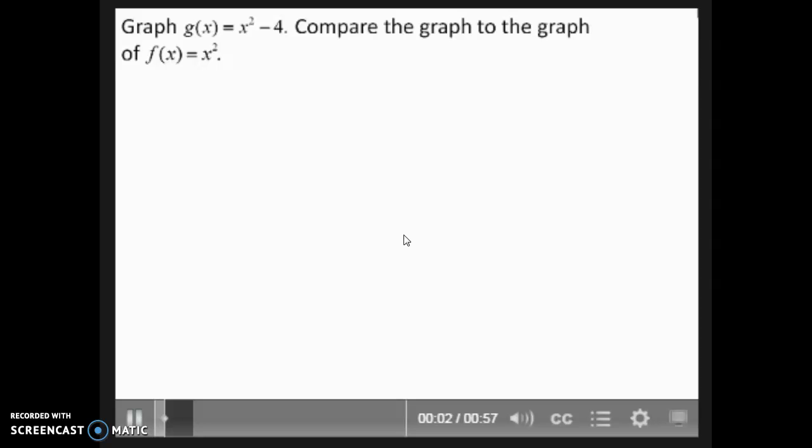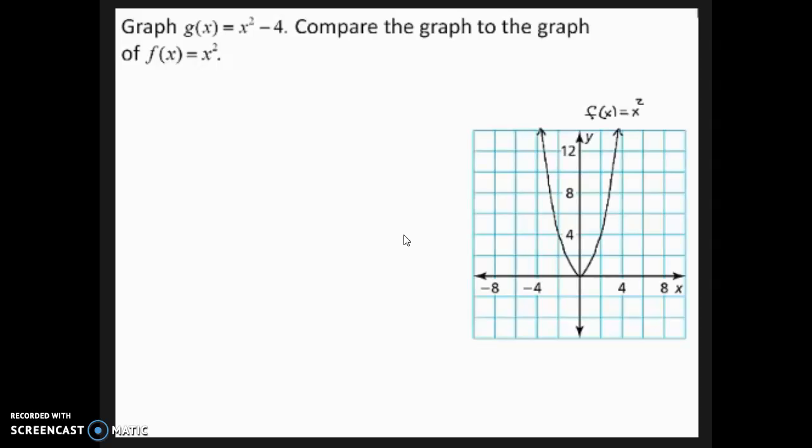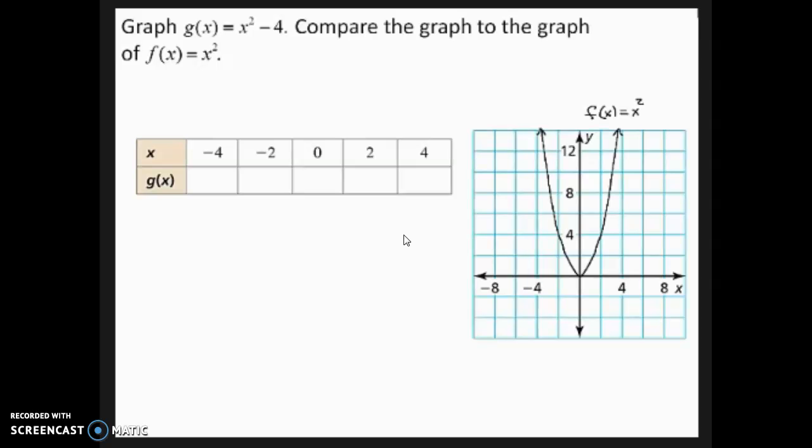g of x equals x squared minus 4. Compare the graph to the graph of f of x equals x squared. Begin with the graph of f of x equals x squared. Then make a table of values.